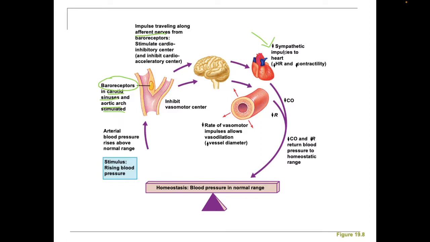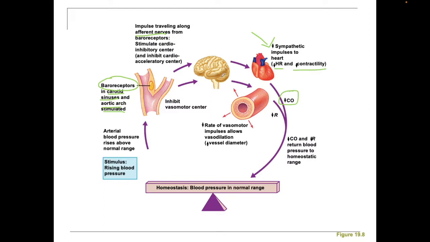to decrease sympathetic impulses. Remember, sympathetic is fight or flight response, running to get away from danger. Your heart's going to pump, your breathing is going to be accelerated, your pupils are going to dilate. So if you decrease sympathetic impulse, you're decreasing your heart rate, you're decreasing the contractility, so you're decreasing cardiac output.